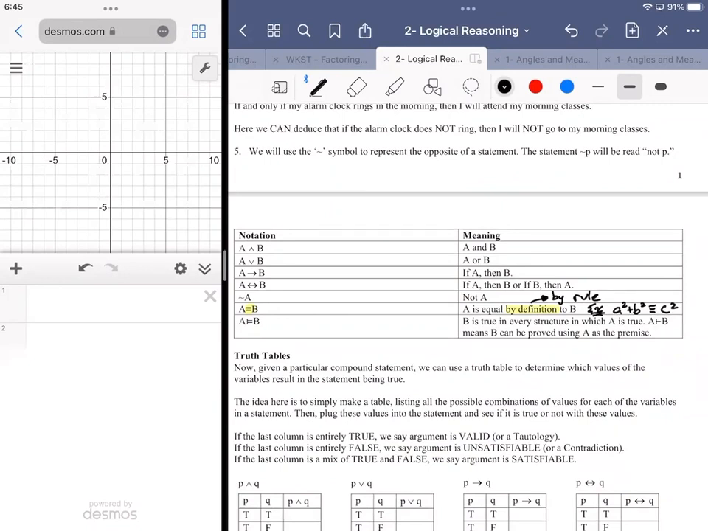This one is kind of strange. Little equal sign with a vertical little hatch there. B is true in every structure in which A is true. All right. So that's basically saying if A is true, then B is true, assuming we use A as the premise. So if we know that A is true, then as a consequence, we can prove B to be true.